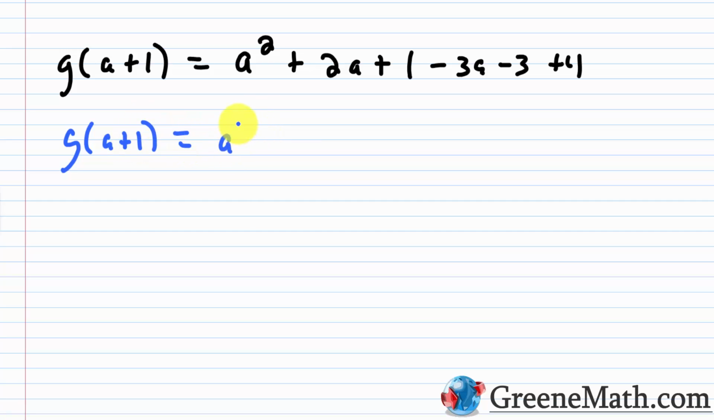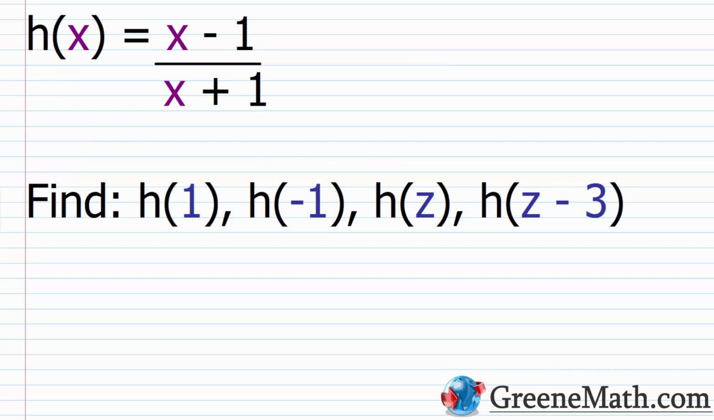I have a squared, nothing to combine with that. I have 2a minus 3a, that's negative a, so minus a. Then I have 1 minus 3, which is negative 2, then plus 4, which is positive 2. So g of a plus 1 is equal to a squared minus a plus 2. All right, let's take a look at another example.